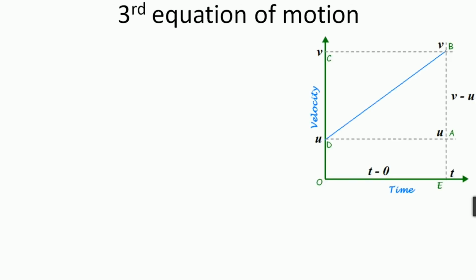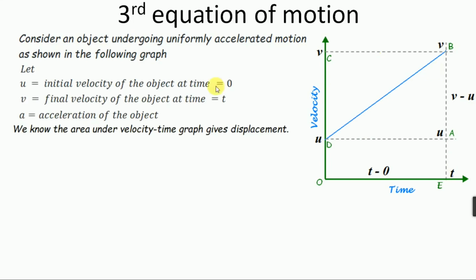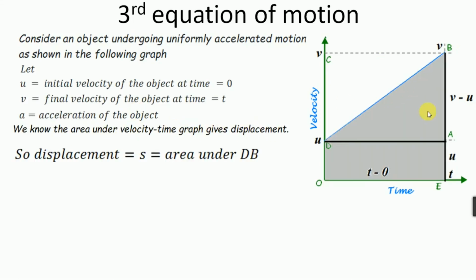Now we'll derive the third equation. We are considering an object undergoing uniform acceleration. Initial velocity is u when time is 0. After time t, velocity is v. We know the area under the velocity time graph gives displacement, so we will find this area. But this time we will not take the area of a triangle and the area of a rectangle. Instead we will take the area of a trapezium, because this shape is a trapezium, a shape with two parallel sides.